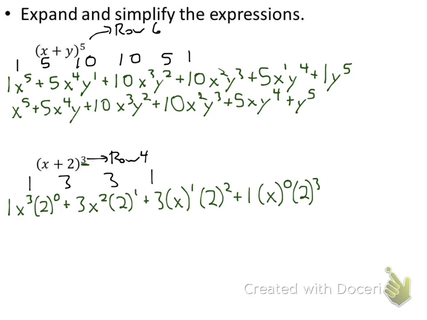Now, this one's different because it's not just x and y. We have a 2 here, so we won't actually have the exponents. But right now we can kind of see we have 3, 0, 2, 1, 1, 2, 0, 3. They do all add up to 3. But I'm going to simplify. I get x to the third. Now, 3x squared times 2 becomes 6x squared. 2 squared times 3, that's 12x. And then 2 to the third is 8, so that's plus 8. So there's our expansion of x plus 2 to the third.